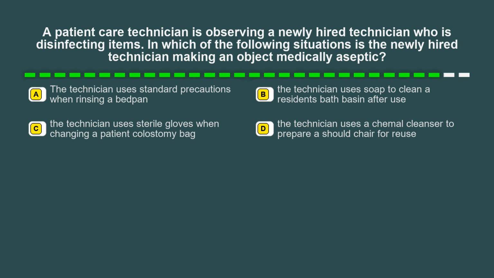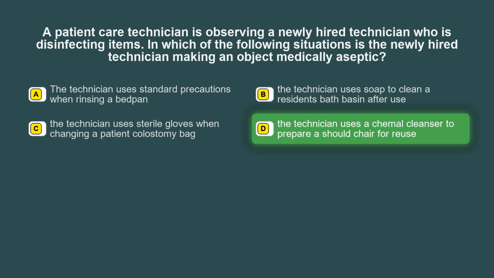Question 45. A patient care technician is observing a newly hired technician who is disinfecting items. In which of the following situations is the newly hired technician making an object medically aseptic? Option A. The technician uses standard precautions when rinsing a bedpan. Option B. The technician uses soap to clean a resident's bath basin after use. Option C. The technician uses sterile gloves when changing a patient's colostomy bag. Option D. The technician uses a chemical cleanser to prepare a shower chair for reuse.